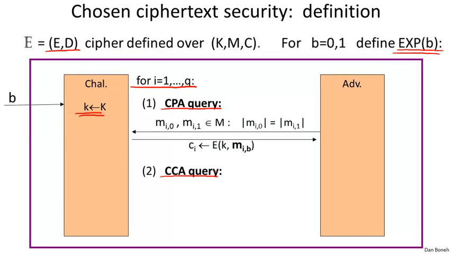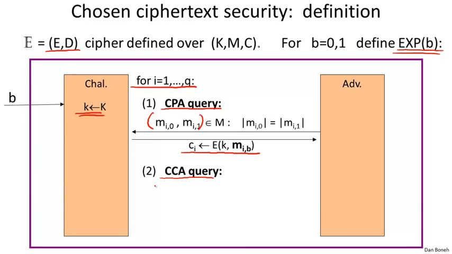For chosen plaintext queries, we already know, the adversary submits two messages, M0 and M1. They have to be the same length, and the adversary receives the encryption of either M0 if we're in experiment 0, or M1 if we're in experiment 1. So he receives the encryption of the left or the right, depending on whether we're in experiment 0 or in experiment 1. The second type of query is the more interesting one.